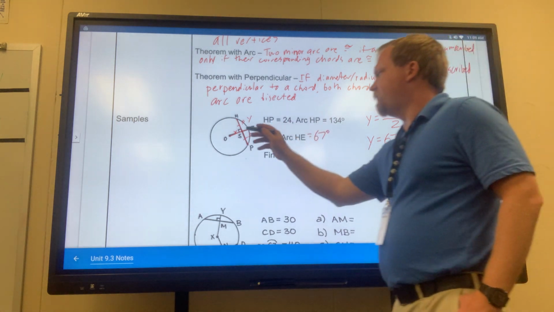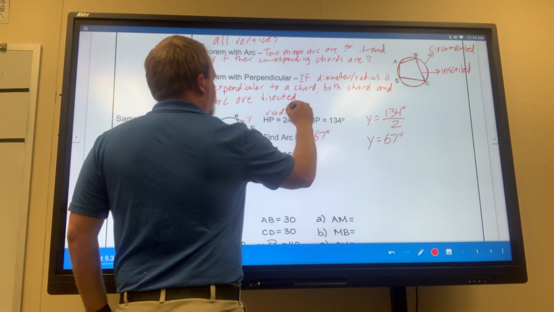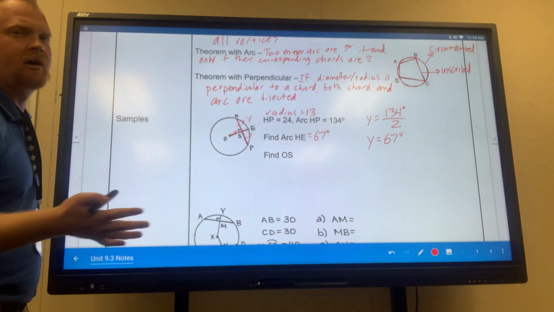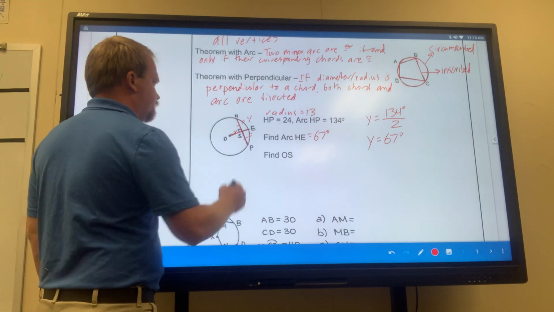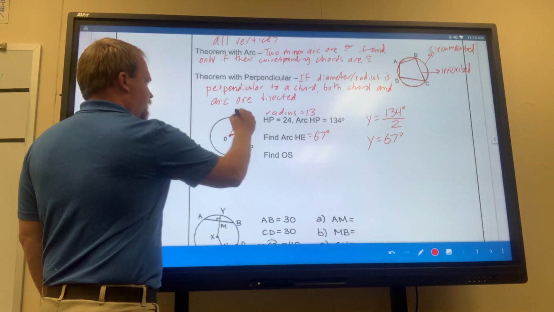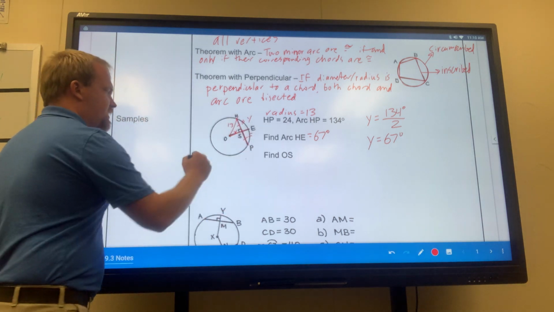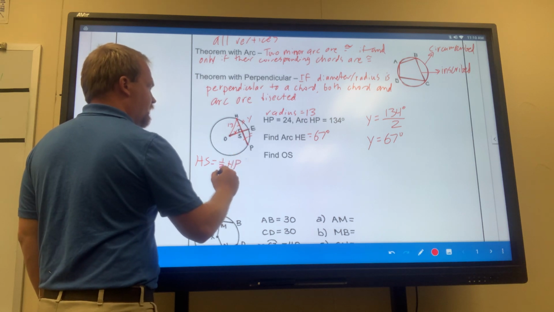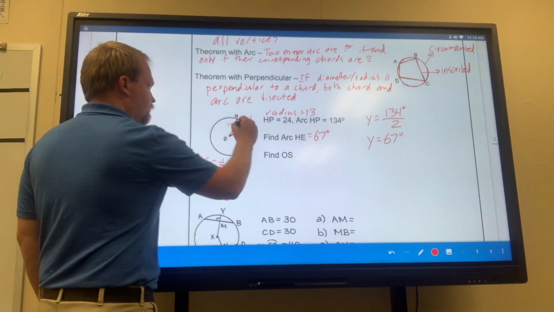But now I want to find OS. And oh, by the way, I forgot to mention that the radius is 13. So I know that this length right here is 13. Well, what does that mean about HS? HS is half of HP, which we know to be 24. So HS is going to be 12.